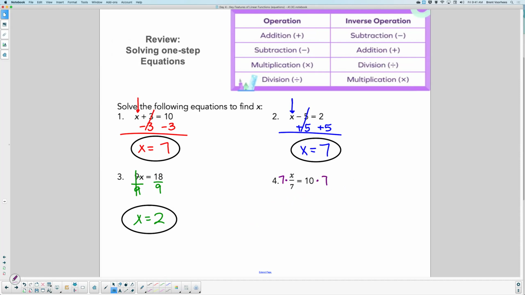I'm going to use a dot for multiplication. You can do an X if you want, but I'm going to use a dot. So the 7s that are multiplying and dividing cancel each other out. They simplify. They're opposites. And so we're left with x equals, mental math, 10 times 7. 70. Good, Valentine. And that would be our answer.